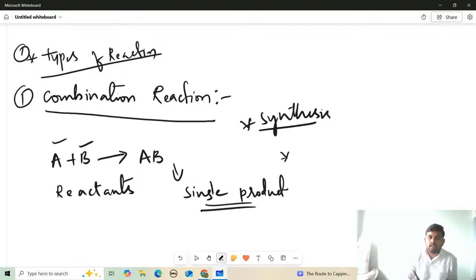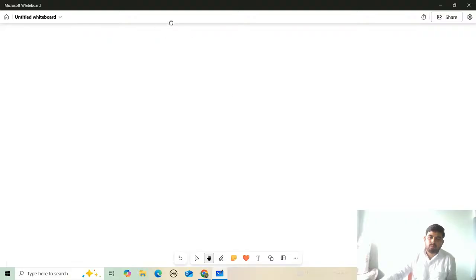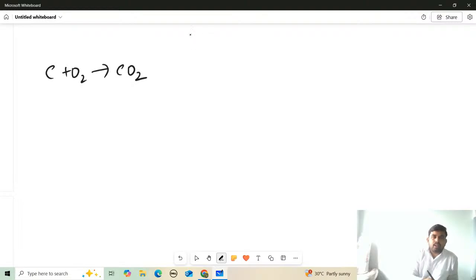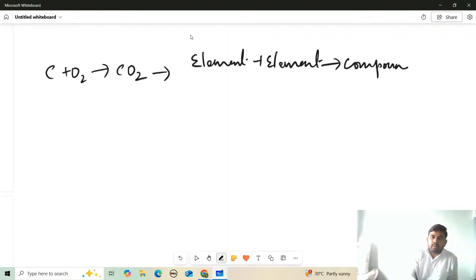For example, we can take carbon plus oxygen gives rise to carbon dioxide. Last class we discussed that. Again we have three types here. One is an element combined with one more element gives rise to a compound. Example we took: carbon plus oxygen gives rise to carbon dioxide.